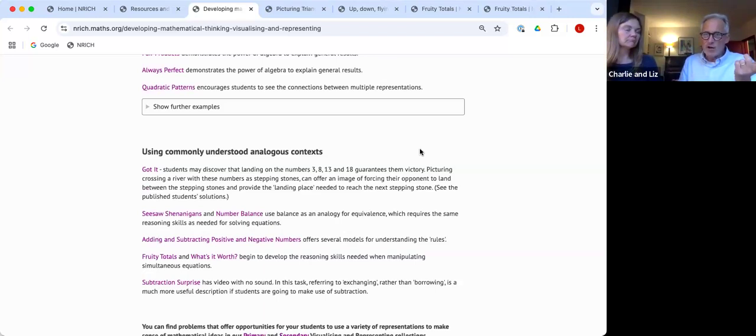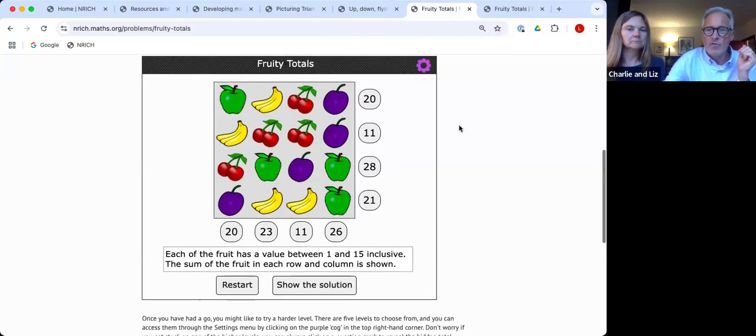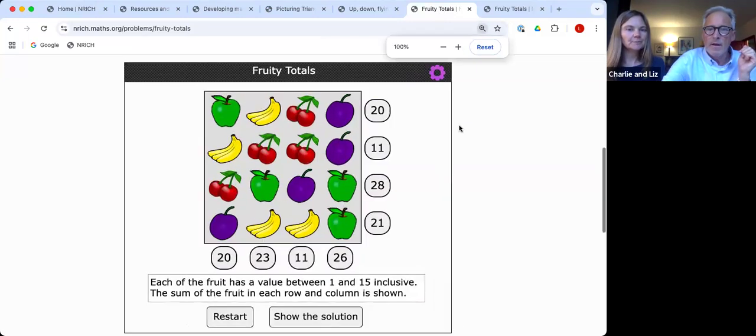If you go further down, there's this idea that we also use language to make sense of something. And fruity totals, which is linked here, is one of the problems that teachers have said they find really useful for helping students understand and prepare for working on simultaneous equations. So here we go. This is what fruity totals looks like. Presumably that's big enough.